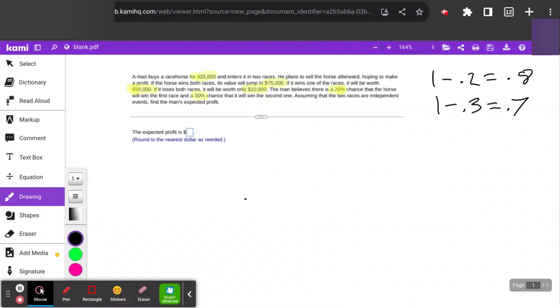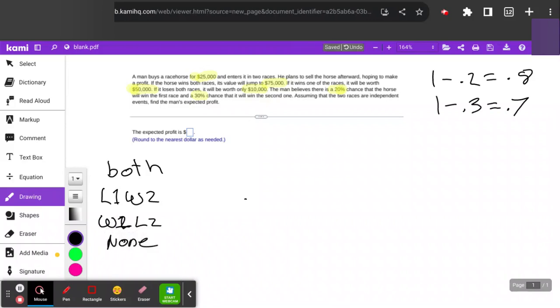So first we're going to put wins both. Then the abbreviation for loss is going to be L, and the abbreviation for win is going to be W. So the probability that they lose the first one and win the second one, L1 W2. Win the first one, lose the second one, and the probability that they get none. So that's that.